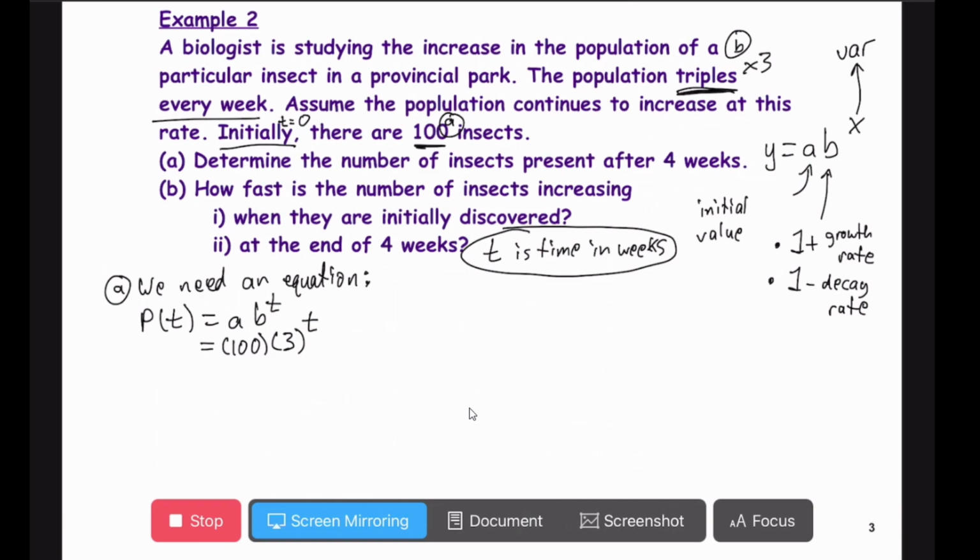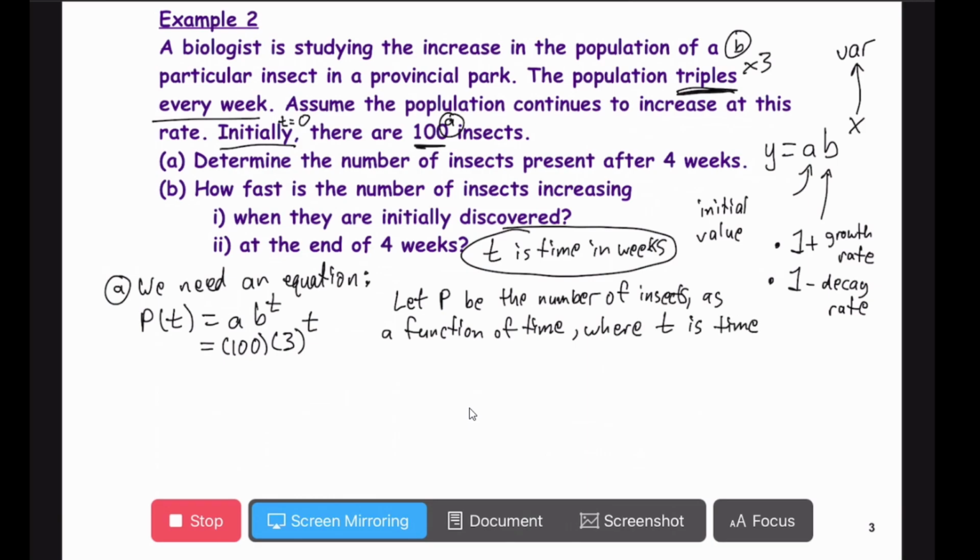All right, so we have found our function, and let's just make sure we define our variables. So we're going to have let P be the number or size of the population of insects as a function of time, where T is time measured in weeks. All right, cool.